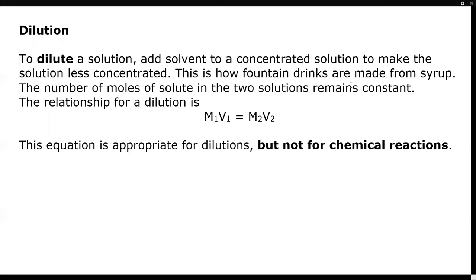Number of moles of solute in the two solutions remains constant. The formula is M1V1 equals M2V2. The volumes can be in milliliters or liters or whatever, and the concentration units can be whatever as long as you're consistent, because everything cancels across the proportion. So this equation will work for dilution, but not a chemical reaction, because this formula assumes that the moles of solute are equal in both solutions. And if the stoichiometry is not right, then that won't work.